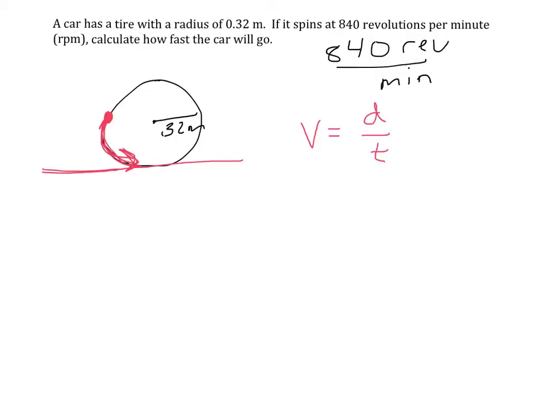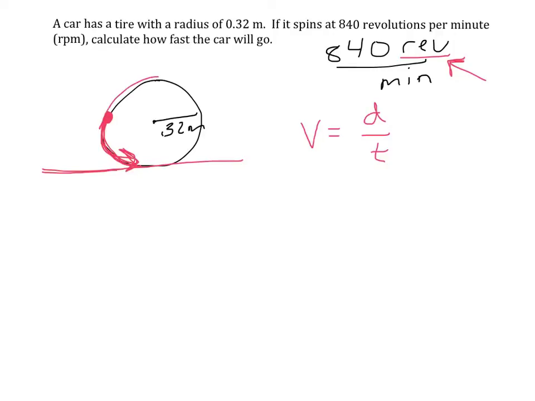And this right here, 840 revolutions per minute, is in fact a sort of velocity. The revolutions represents the distance, and the minutes are the time. But that's not very useful to us. We usually want a unit like meters per second. So to figure that out, we have to first find out, what is the distance of one revolution?